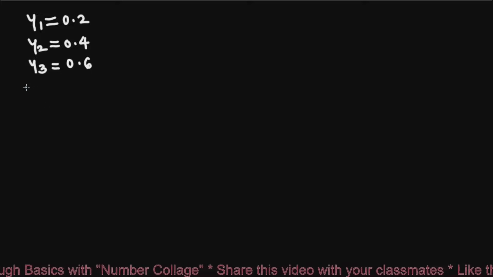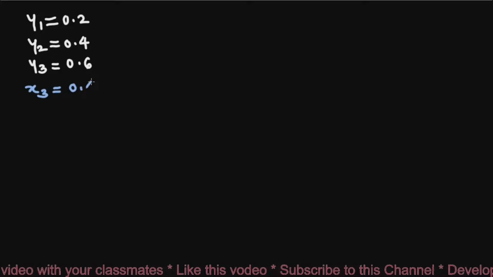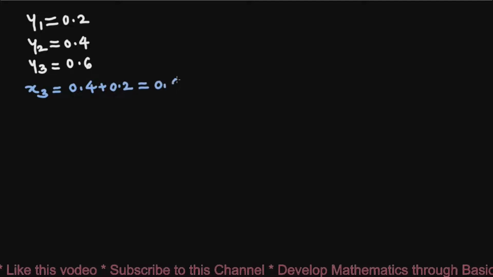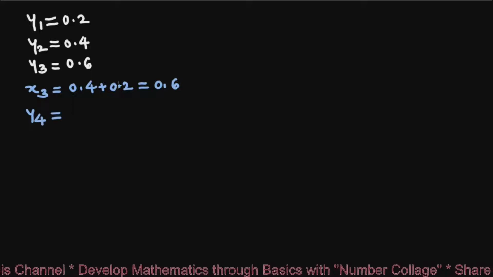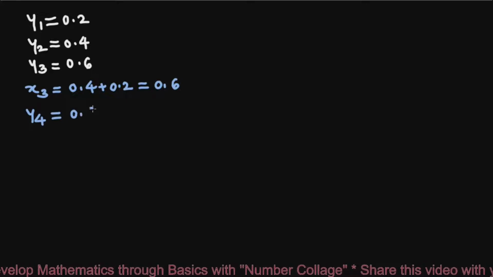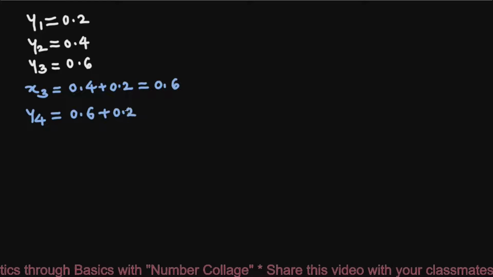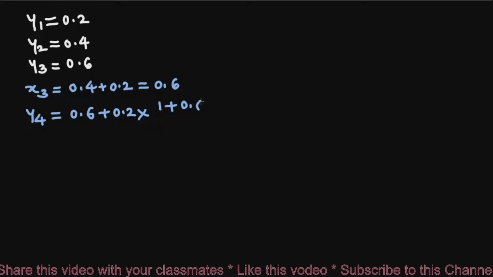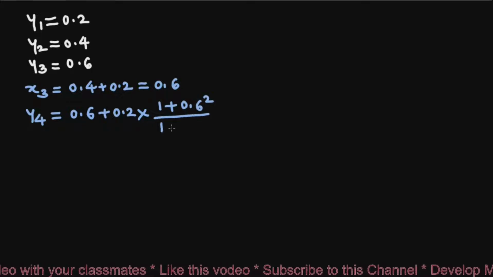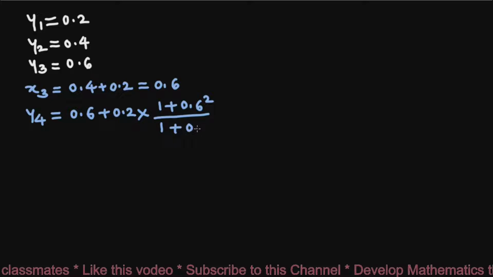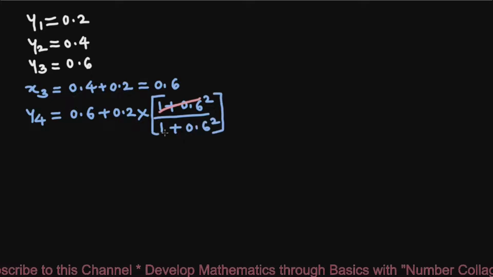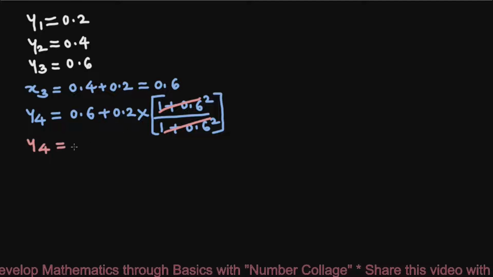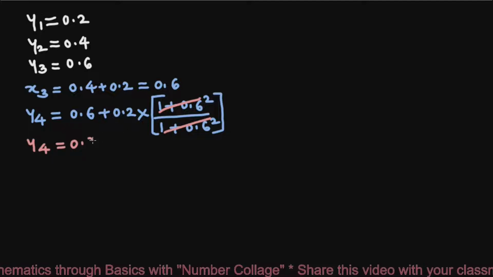Now x3 will be x2, which is 0.4 plus h, which is 0.2, that will be 0.6. So y4 will be y3, which is 0.6 plus h 0.2 times 1 plus y3 square, that is 0.6 square upon 1 plus x3 square, that is 0.6 square. This cancels out and we get y4 equals 0.6 plus 0.2, that is 0.8.